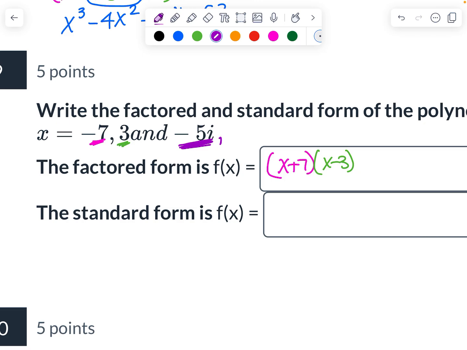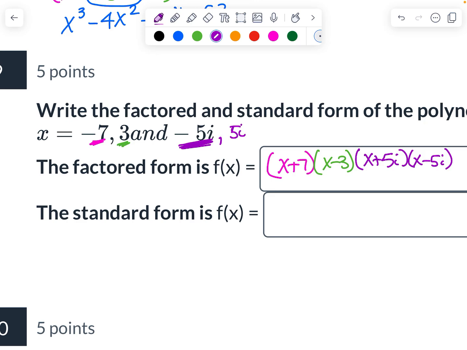You understand those have to travel in pairs. So if I give you the negative 5i, I've really given you the positive 5i as well. So that's going to be x plus 5i and x minus 5i, and it doesn't matter which one of those you put first, the positive or the negative one. You're going to get the same thing.